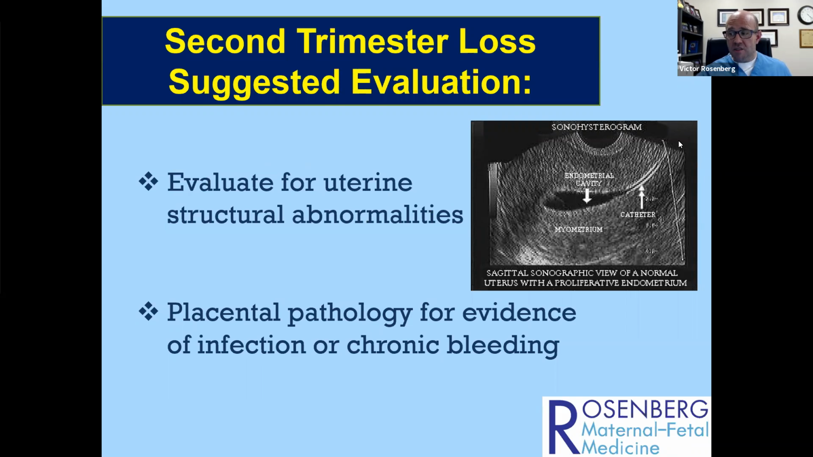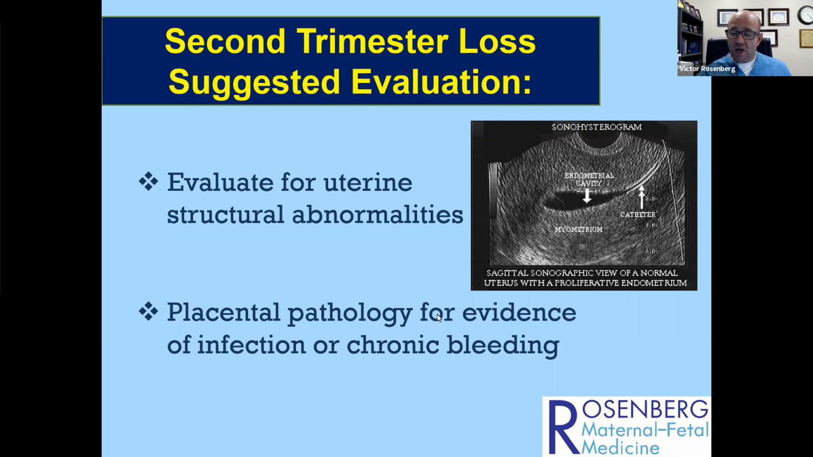And this is a schematic or an ultrasound image from a sonohystogram where you see a little catheter inside the uterus. And by instilling a little bit of saline, you could actually look inside the uterine cavity to make sure that what's called the endometrial cavity is normal and that there's nothing abnormal inside.